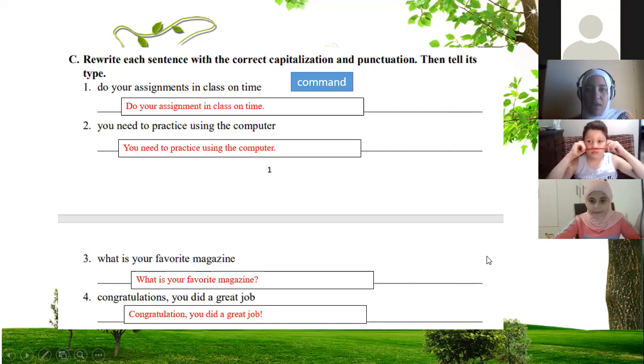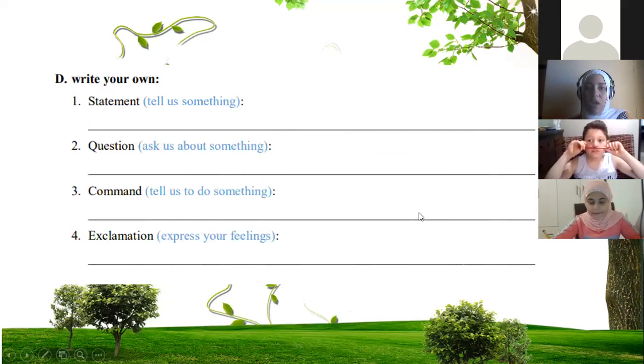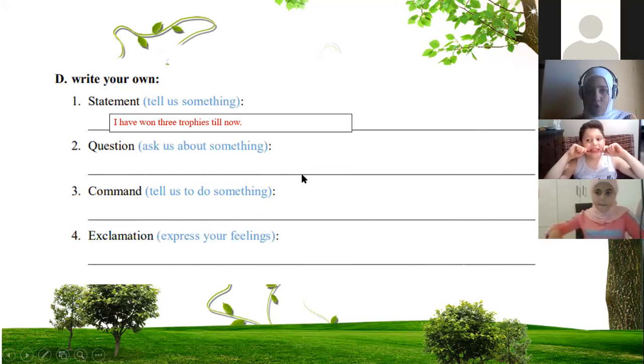Okay, now we have command, statement, question, and exclamation. Here you have to write your own examples. As long as it's correct, you can keep your example. If you want to take mine, it's also okay. After this session, you can find the solution on the application.